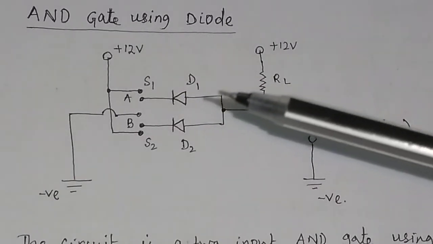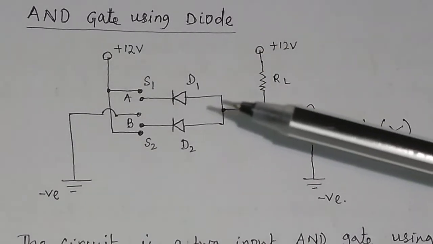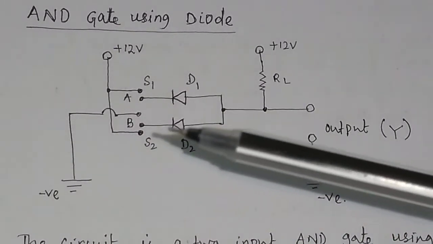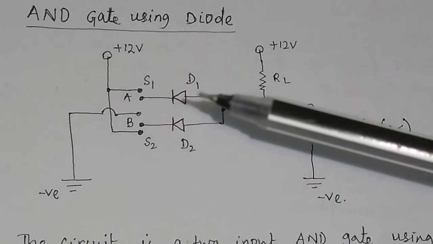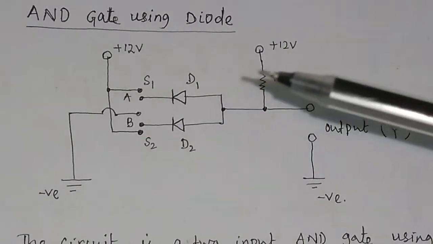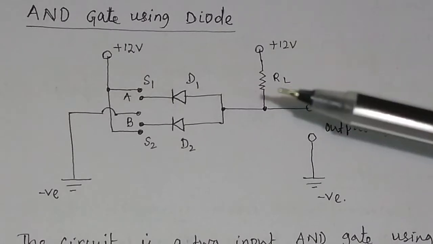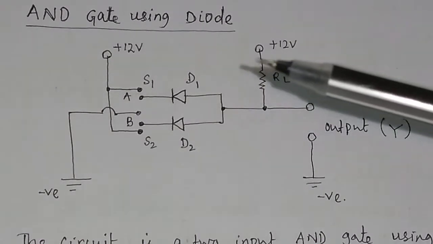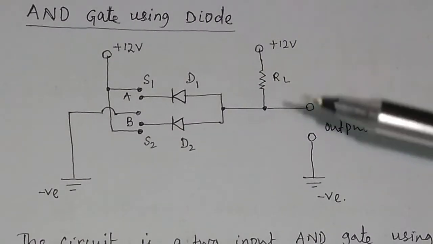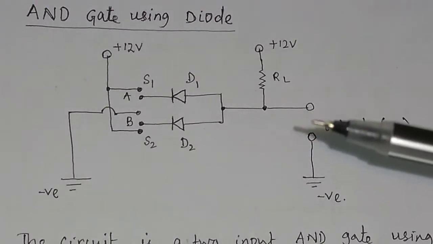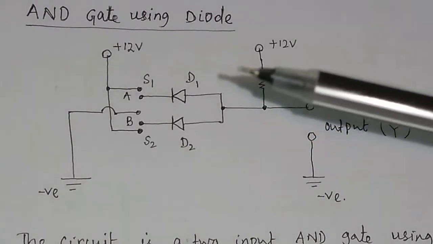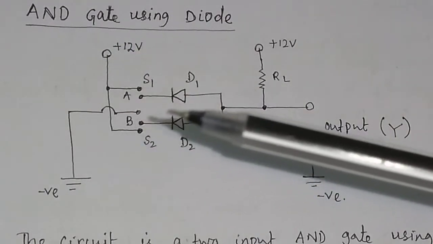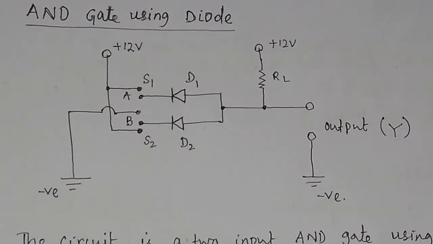So current will be conducted through this diode D1 like this. In this way, current will conduct. Through this also, current will conduct in this way. So current will conduct through diodes D1 and D2, and the supply voltage will be dropped across RL. Since current will flow through D1 and D2, the supply voltage will be dropped across this load resistance RL. Therefore, in the output, you will get no voltage. So output Y will be equal to 0. So when A equal to 0, B equal to 0 in AND gate, Y will be equal to 0.